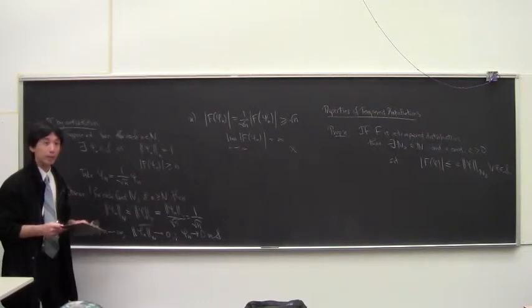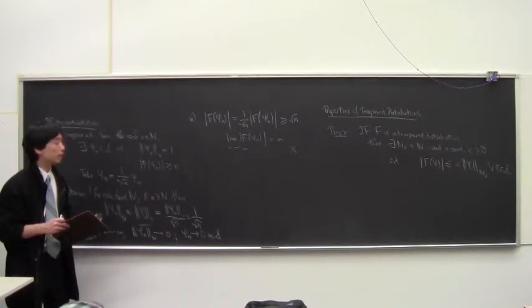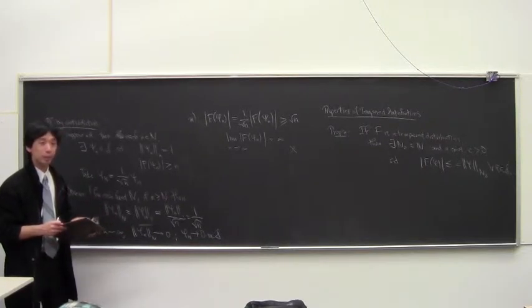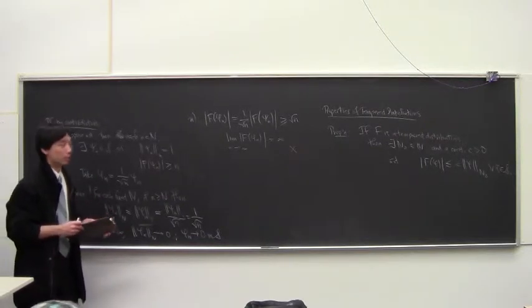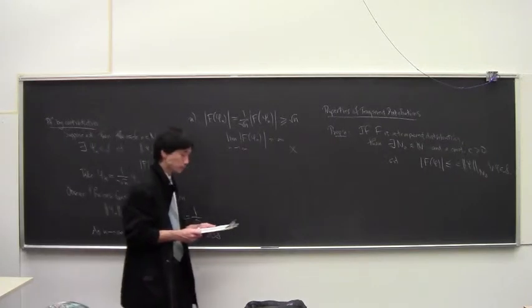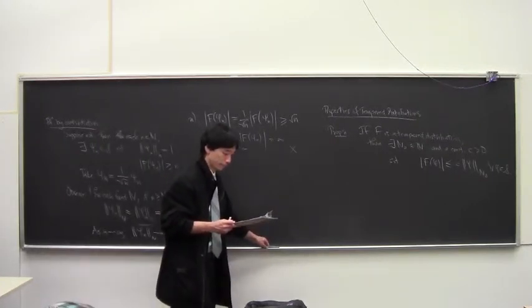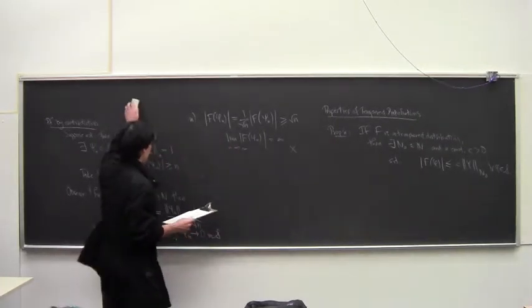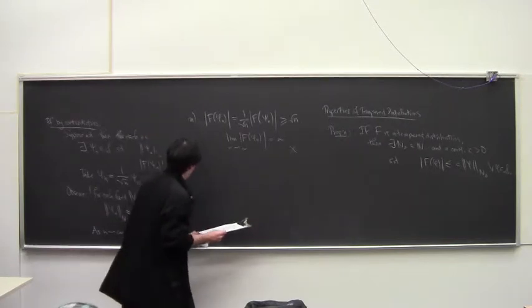So that's the first observation about tempered distributions, that there's a single norm for each one. There's a single norm that controls it. Okay.